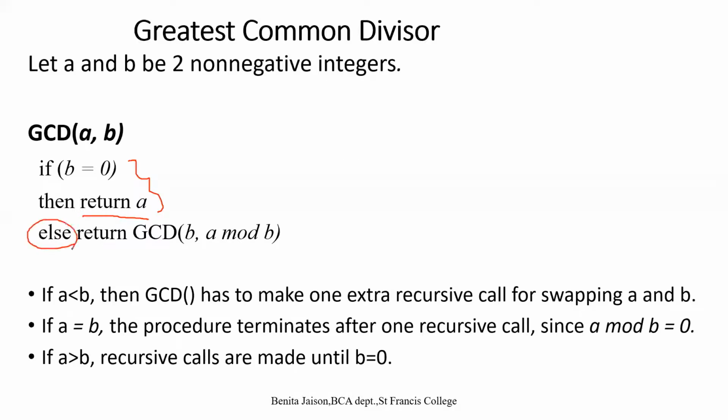Now we see else return GCD B comma A mod B. So in all the other cases, only for the last case this will be working if B equal to 0. But in all other cases, it will be repeatedly calling GCD B comma A mod B. Are you getting? So only 3 lines are there in order to execute the Euclidean algorithm. If B equal to 0, return A as the greatest common divisor. Else, repeatedly call GCD B comma A mod B.